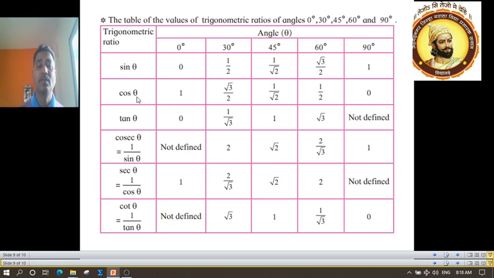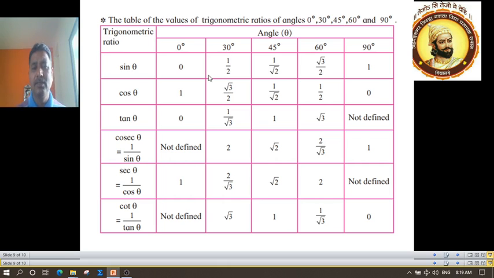Now we know that in second paper, second chapter, Pythagoras theorem, we have studied two theorems, 30 degree, 60 degree, 90 degree.